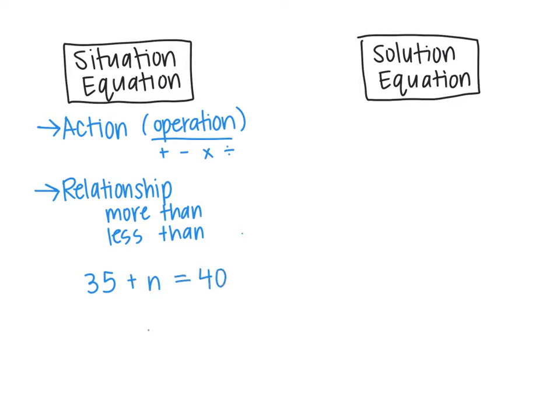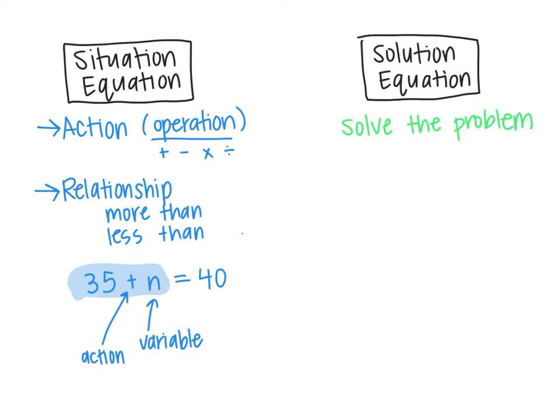When I look at this, I see that there's a variable here and that there's an action. And the variable is with the action. So all of that is together in this part right here. That's the situation equation. The next type we can look at is a solution equation.